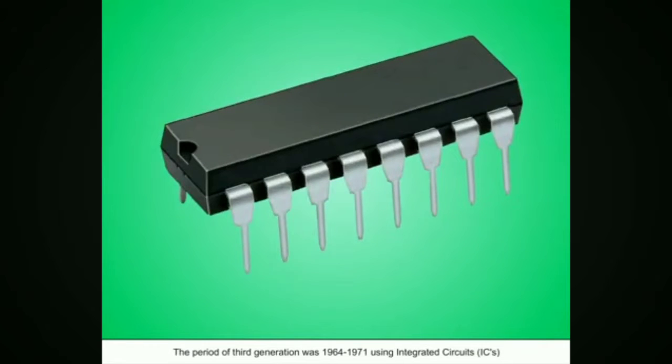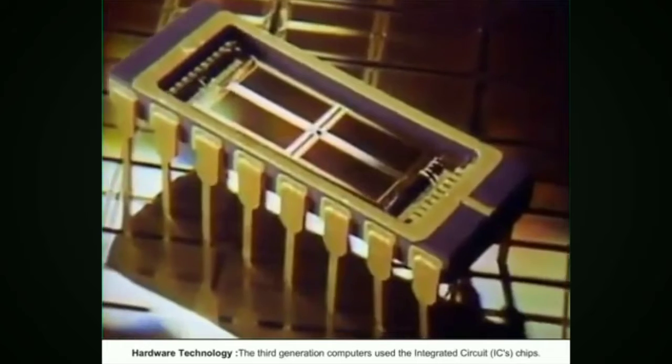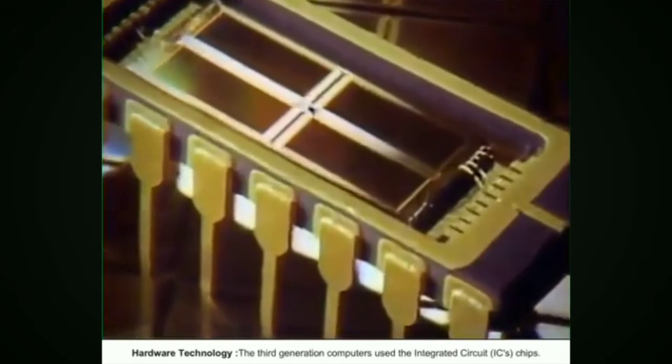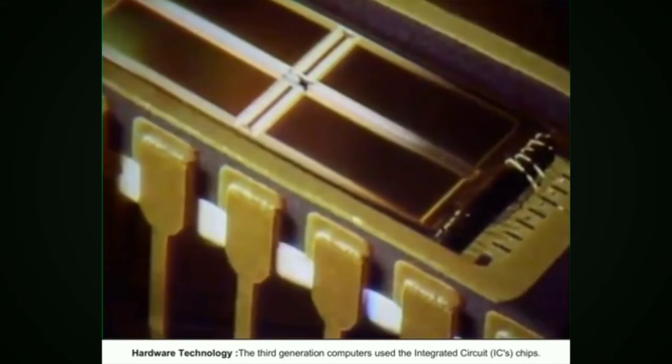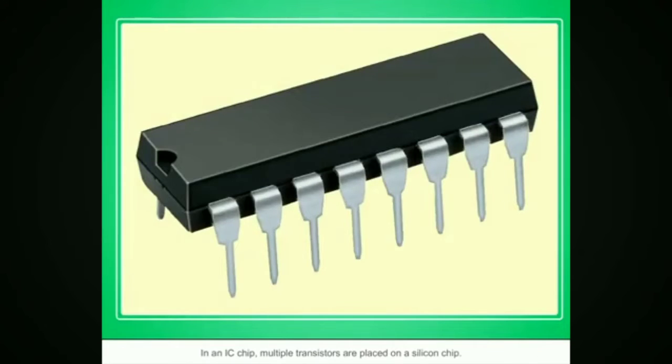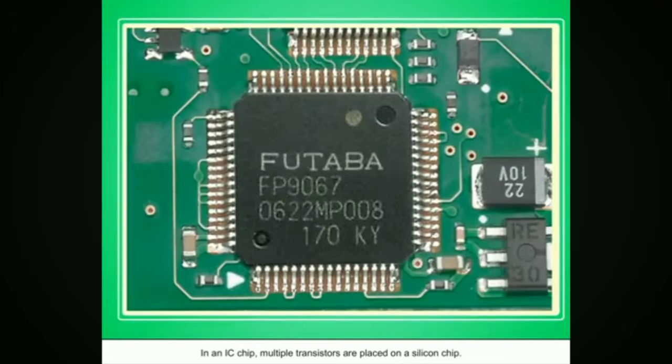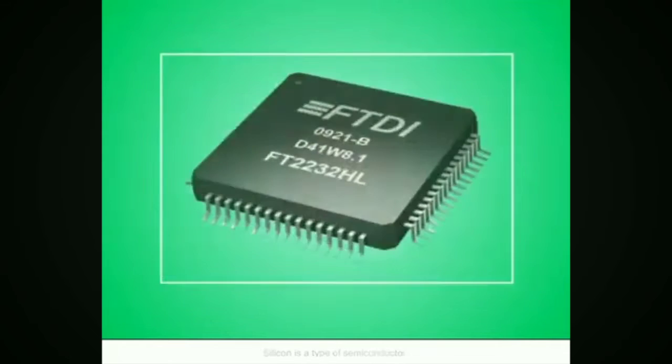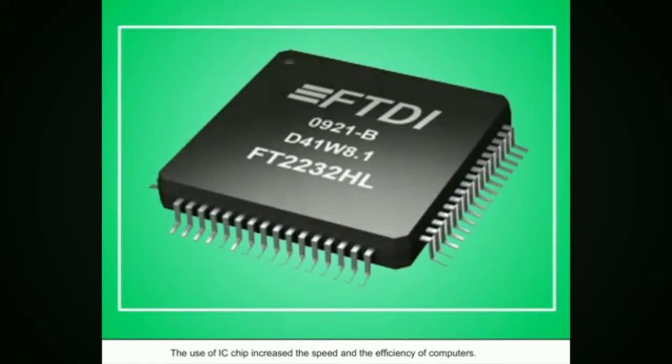The period of third generation was 1964 to 1971 using integrated circuits, that is ICs. Hardware technology. The third generation computers used the integrated circuits, that is IC chips. In an IC chip, multiple transistors are placed on a silicon chip. Silicon is a type of semiconductor. The use of IC chip increased the speed and efficiency of computers.